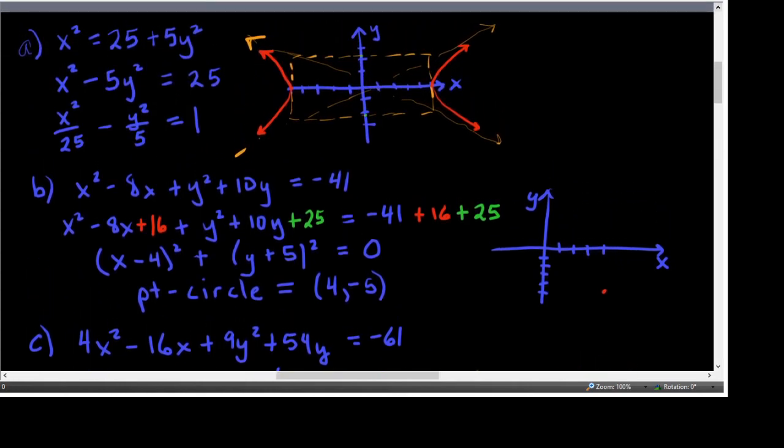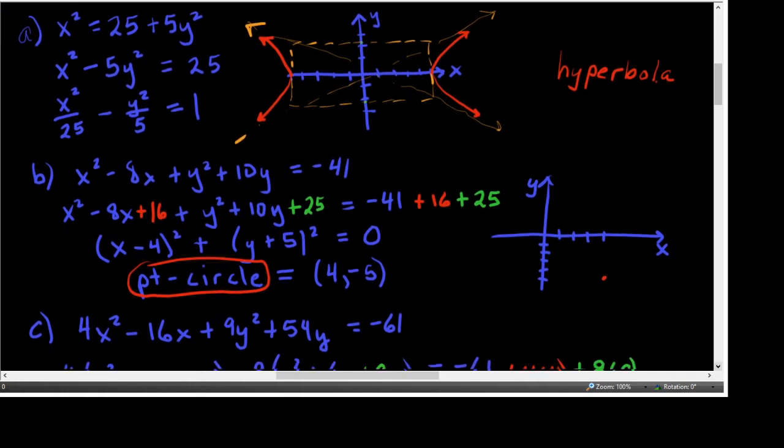So you would need to write as an answer for A is hyperbola. That's the type of conic it is. Part B, I actually did do that. I called it a point circle. So I lucked into that one, that I had done that.